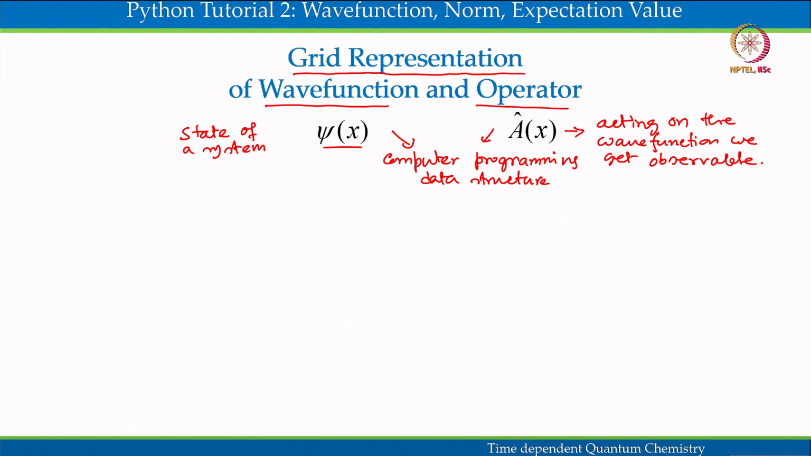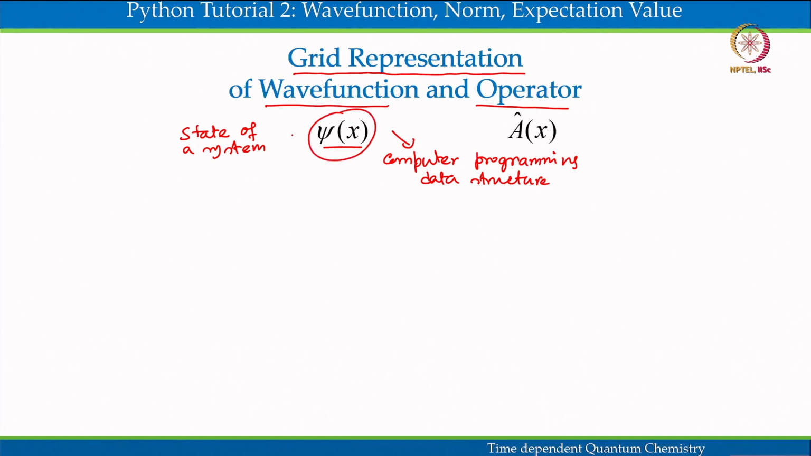A wave function by its nature is continuous. So what would be the procedure to transform the operator into a computer programming structure? This is something which we will look at later, not in this tutorial. We will just stay focused on the wave function part. We will be dealing with the operator later.